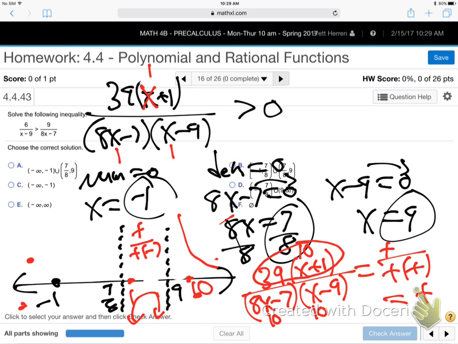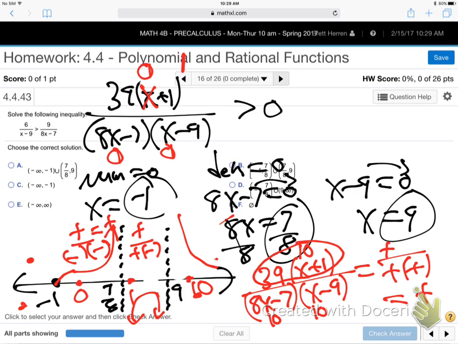All right, next part. What about when you plug in a number between -1 and 7 eighths? How about 0? That's a nice one. Plug in 0 to this thing. Put a 0, put a 0, put a 0. Can you tell me the signs? What's the top? Positive, 39 times 1. The bottom, 8 times 0 is 0 minus 7 is negative, and 0 minus 9 is negative. The two bottoms are negative, so the whole thing is positive. It's up here, and then it hits there. Is -1 a pass-through or a bounce?